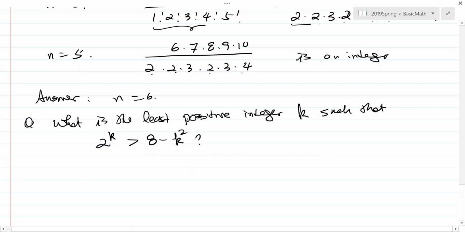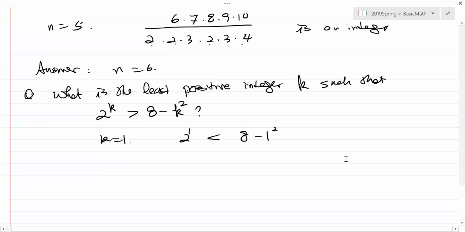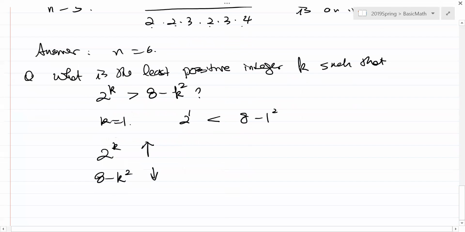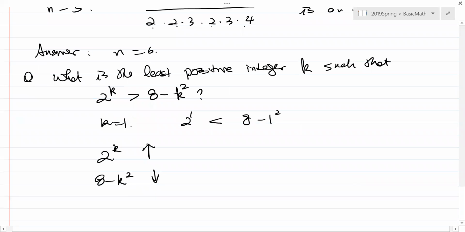Now let's understand the least positive integer. Positive integer, if you put a 1 there, it does not hold, right? So when k equals 1, 2 to the 1 is less than 8 minus 1 squared. But on the other hand, you see that the left-hand side is increasing, okay? So 2 to the power k is increasing as k increases, but 8 minus k squared is decreasing. One side is increasing, the other side is decreasing. Eventually, this inequality will be reversed, because look at this side, 2 to the k. You compare both sides.